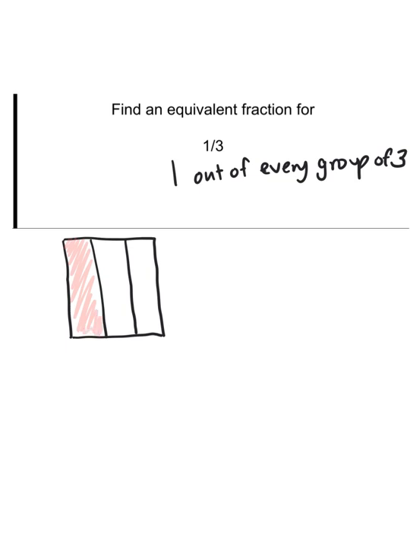Now, to find an equivalent fraction to 1/3, all I have to do is take this whole, and without changing the size of the whole, that's important with equivalent fractions, we don't change the size of our whole, just create additional groups of 3. And the easiest way to do that is just take each third and cut it in half like this. Now, instead of 3 equal pieces, I have 6 equal pieces, and 2 of them are shaded. So 2/6 is equivalent to 1/3.